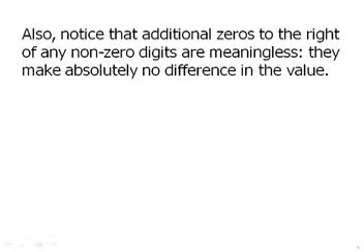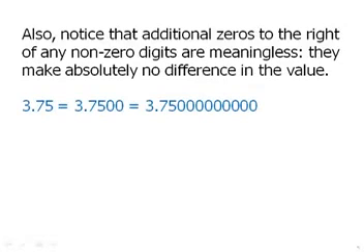Also notice that the additional zeros to the right of any non-zero digits are meaningless. They make absolutely no difference. So for example, if I write 3.75, if I tack on extra zeros to the right, those are completely meaningless. They mean absolutely nothing. Now you may have this dim memory from science class that there was something called significant figures, and sometimes these zeros mattered and sometimes they didn't. We're not going to worry about that. Significant figures are not on the test. The way that they use numbers in science is not the way that they're used on the test. So on the test, these zeros are completely meaningless.